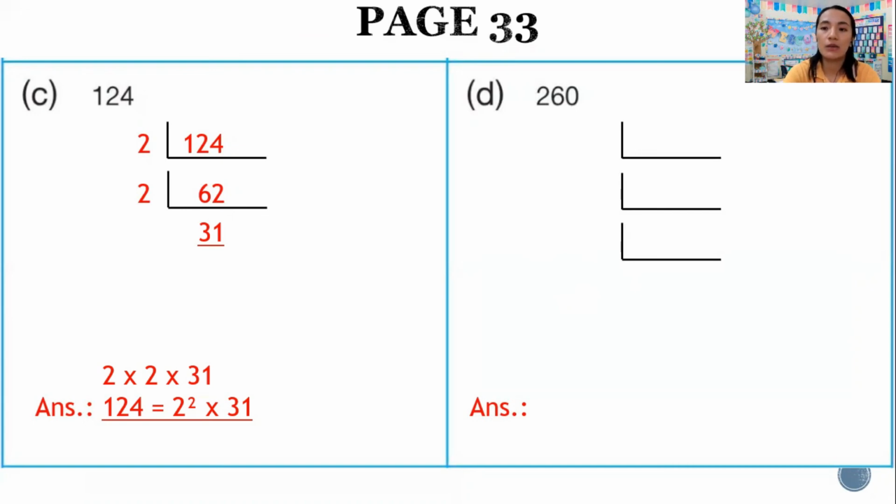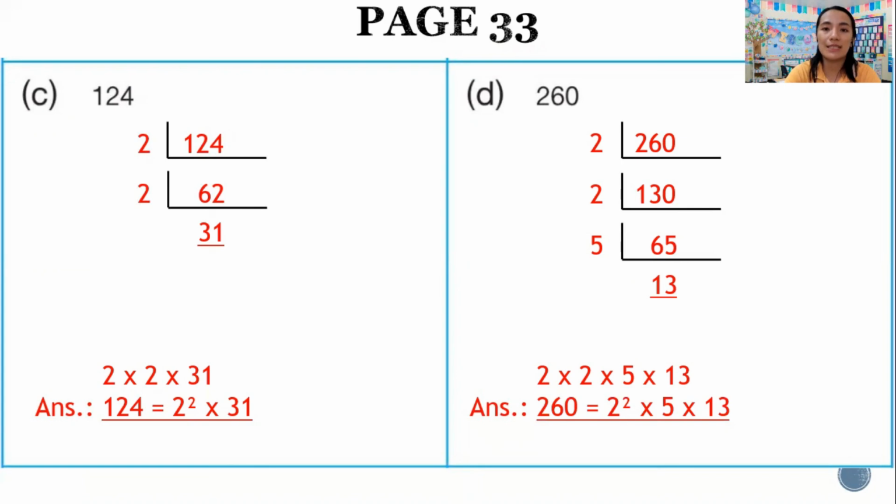Letter D, 260. 260 divided by 2 is equal to 130. 130 divided by 2 is equal to 65. The next smallest prime number is 5. So 65 divided by 5 is equal to 13. 13 as a quotient is a prime number. So we will write our answer as 2 times 2 times 5 times 13, or 260 equals 2 raised to the power of 2 times 5 times 13.